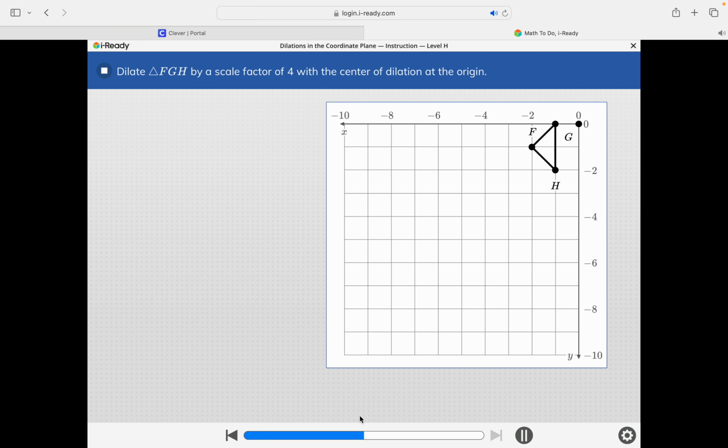Dilate triangle FGH by a scale factor of 4, with the center of dilation at the origin. Graph the dilation.